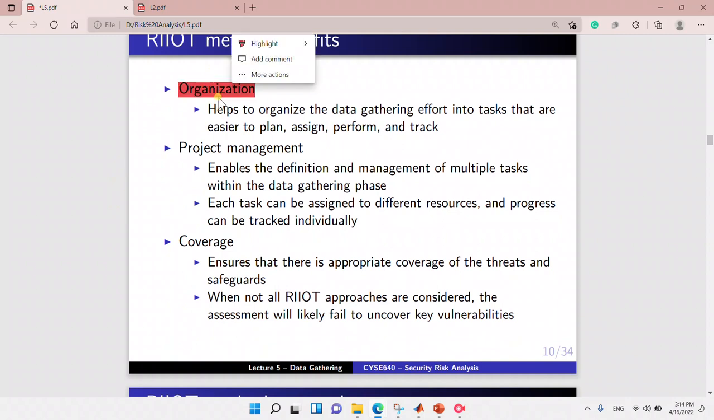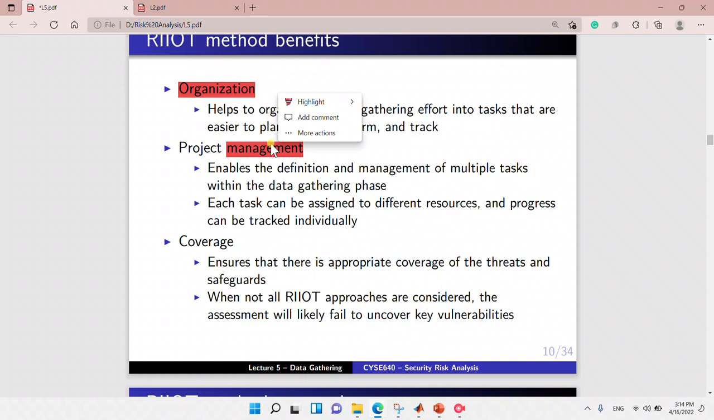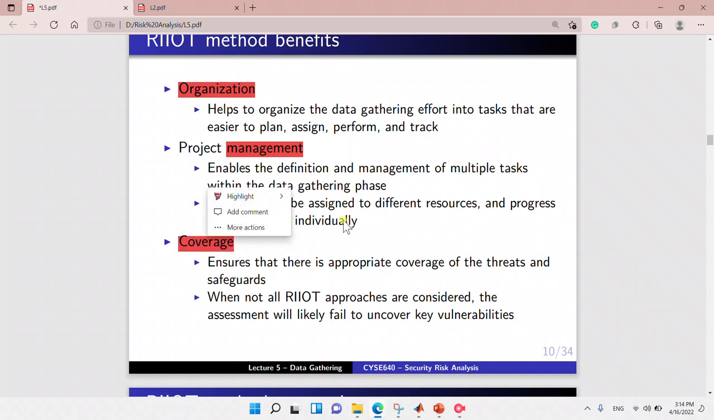إيش فوائد الريوت ميثود؟ عنا التعطينا organization فلما يكون عنا organization بيكون الموضوع أسرع وأسهل وهكذا وبيكون عنا management وبرضو هاي نفس الشيء بيكون عنا تنظيم للناس مين بيعمل إيش والtasks فeach task can be assigned to different resources والتراكينج بيكون أحسن okay. فبيكون عنا multiple tasks بسبب المانجمنت.